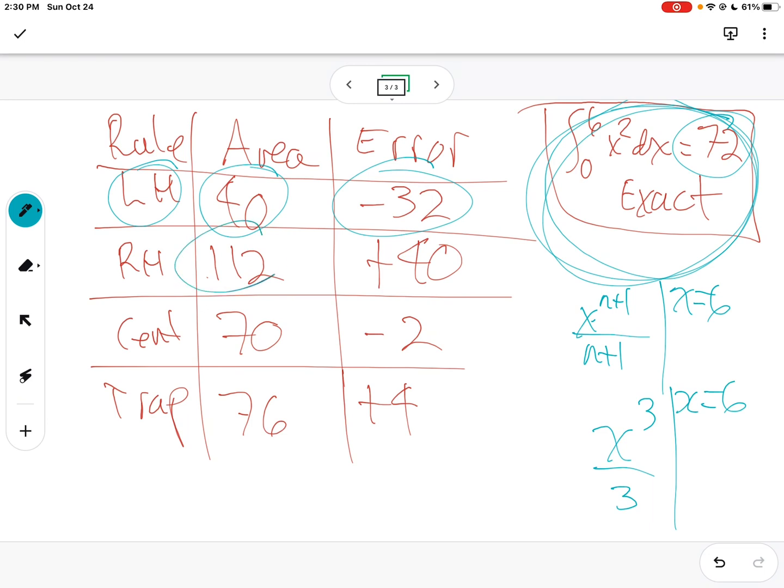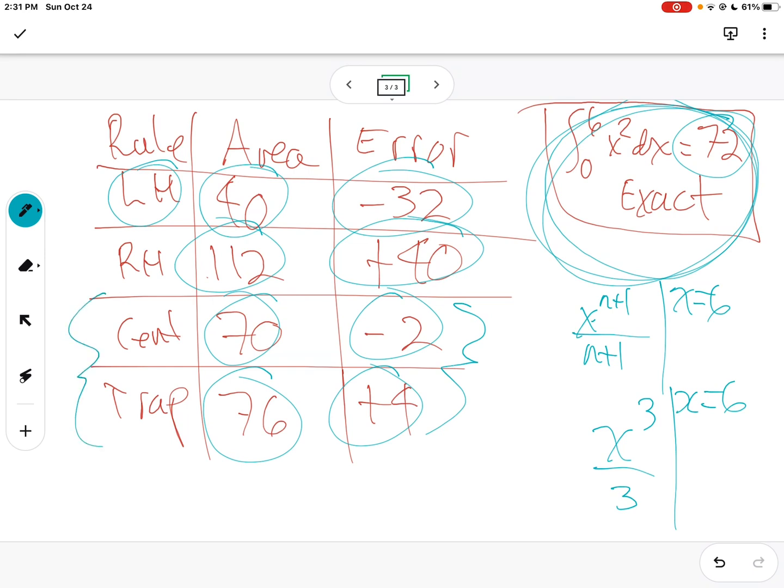That's an underestimate. 112 is the right-hand rule. That's an overestimate of 40. The centered interval actually gives the smallest error, in this case minus 2, and the trapezoidal rule gives an overestimate of plus 4. But you can see just how much better the centered and trapezoidal rules are than the left-hand rule and the right-hand rule. Now, please don't get them confused. These are very different rules.